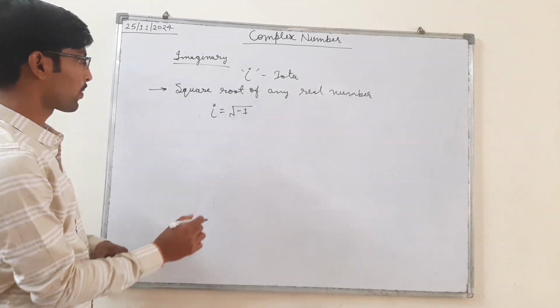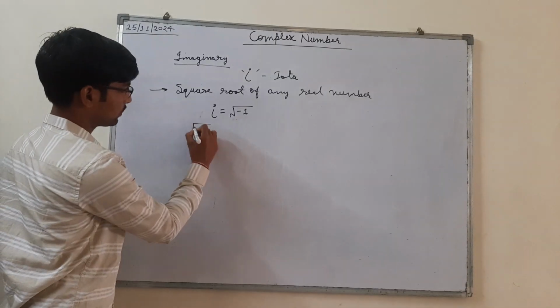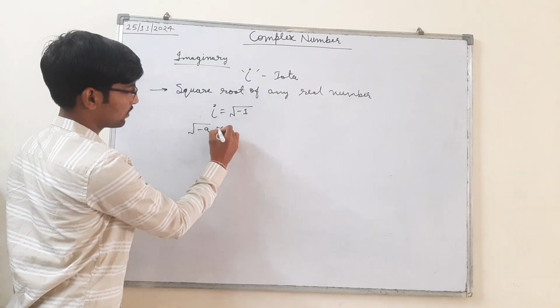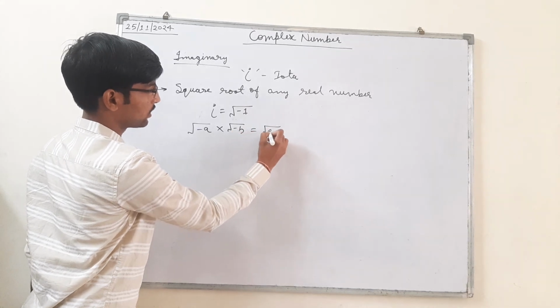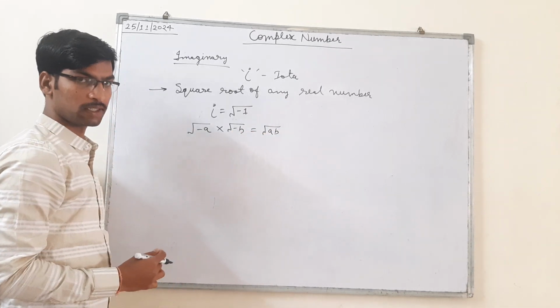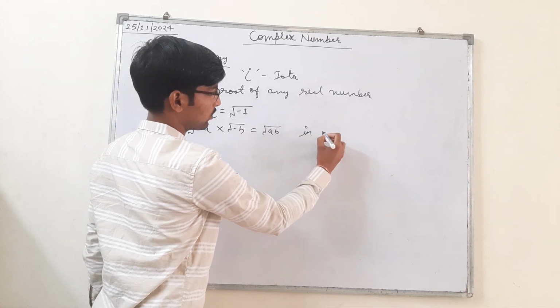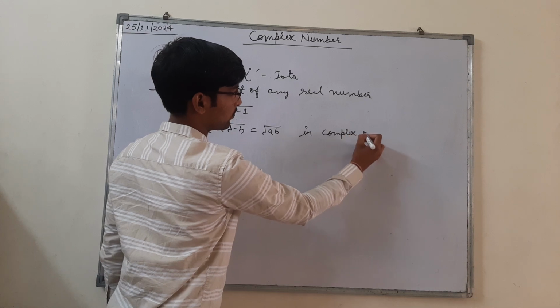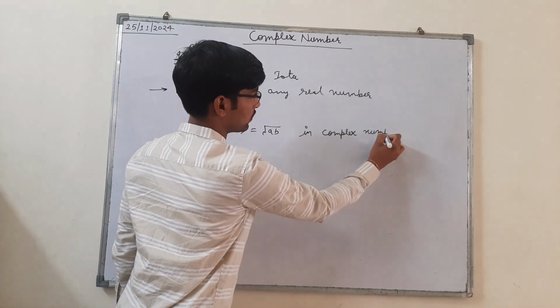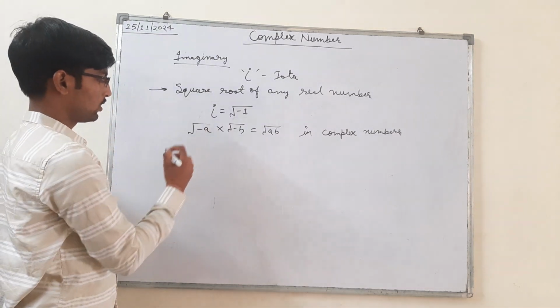This is the thing. And another point: we cannot multiply like root minus a multiplied by root minus b equals root ab. We can't say this in complex numbers.